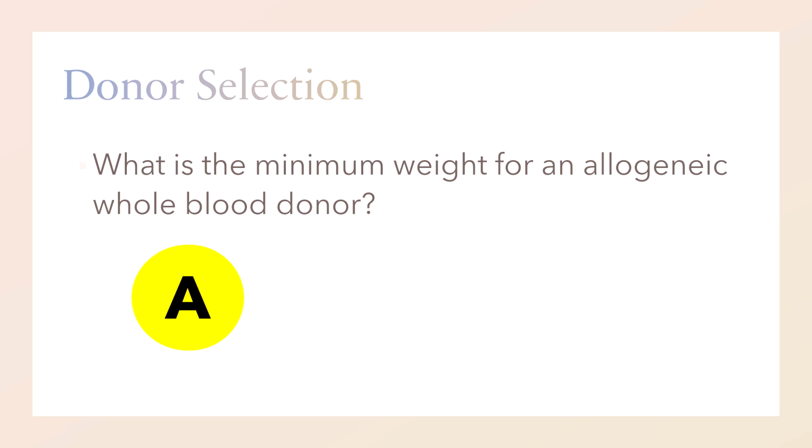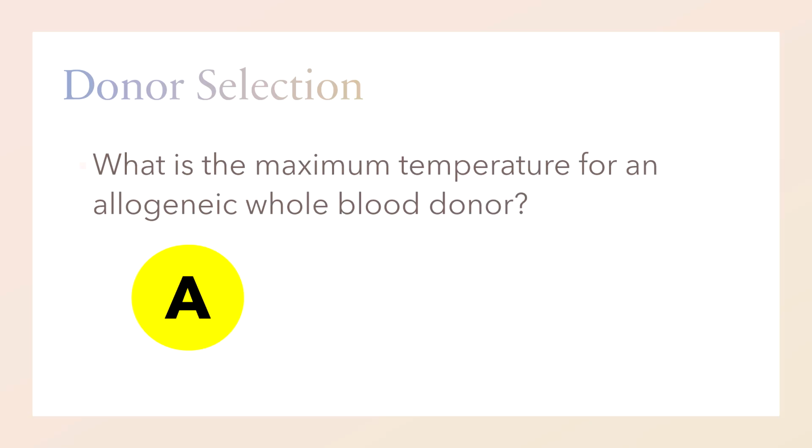Donor selection. What is the minimum weight for an allogeneic whole blood donor? The answer is 110 pounds. Donor selection. What is the maximum temperature for an allogeneic whole blood donor? Answer is 99.5 degrees Fahrenheit.